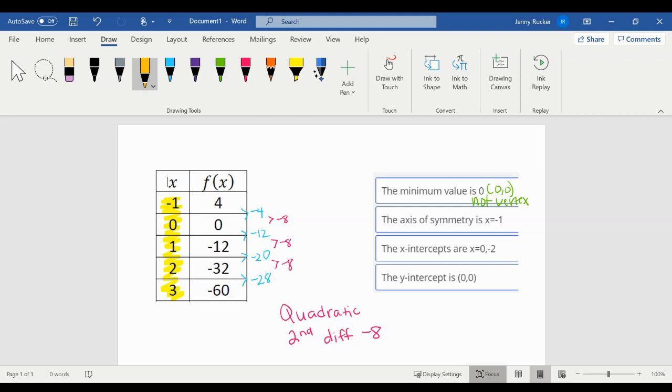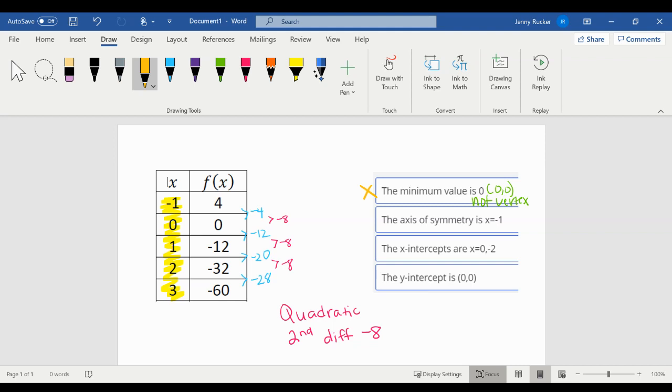Additionally, I have values for f of x that are less than 0. I have negative 12, negative 32, and negative 60. There are lots of values that are lower than 0, so the minimum value of 0 is definitely false.